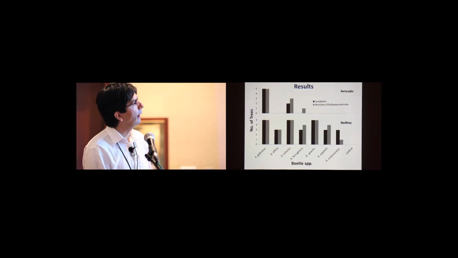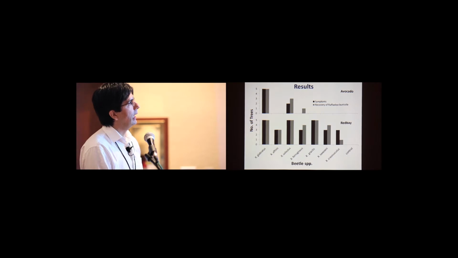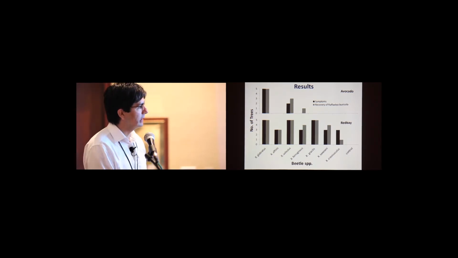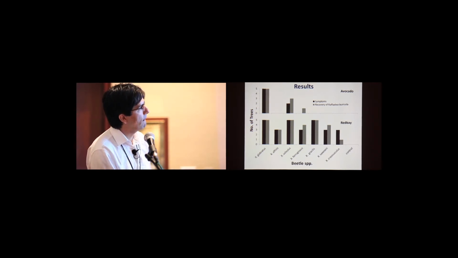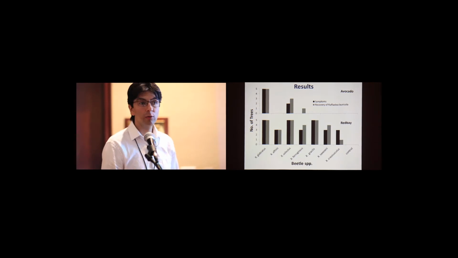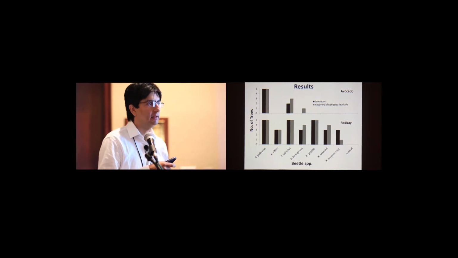And this graph here describes the recovery of the pathogen and the development of symptoms on those plants. All plants that were infested with Xyleborus glabratus, we recovered the pathogen from all of them, and they all showed symptoms. In avocado only, we recovered the pathogen from plants that were infested with Xyleborus bulbulus and ferrugineus. With Xyleborus bulbulus, we recovered the pathogen from 3 plants, but only 2 were showing symptoms. And the same happened with ferrugineus. We recovered the pathogen, but the plants did not develop symptoms.